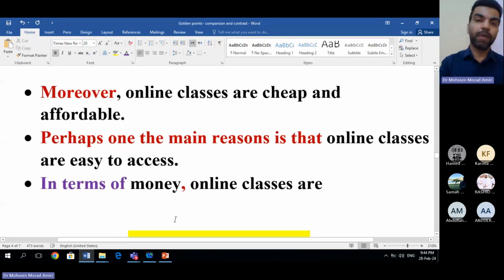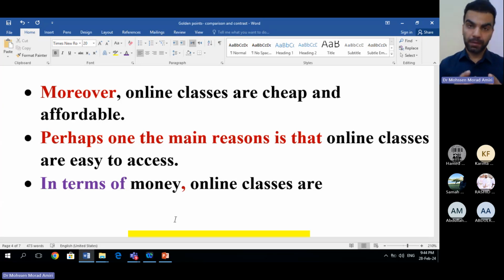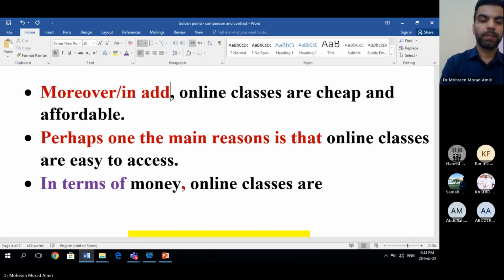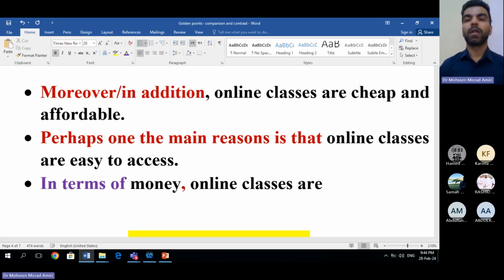When we add information in comparison contrasts, we use another reason is that moreover. Moreover is another sentence that you should know. Moreover, online classes are cheap and affordable. So learn how to use moreover. Sure. Moreover, or in addition. Moreover, in addition. Online classes are cheap and affordable.